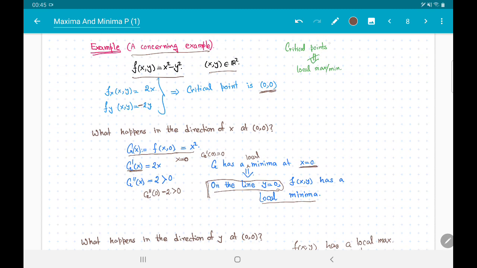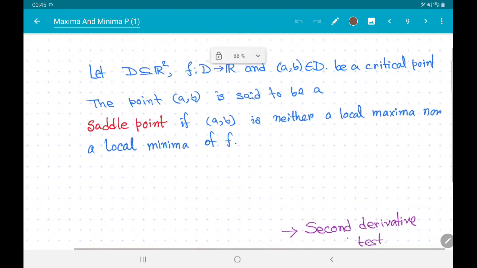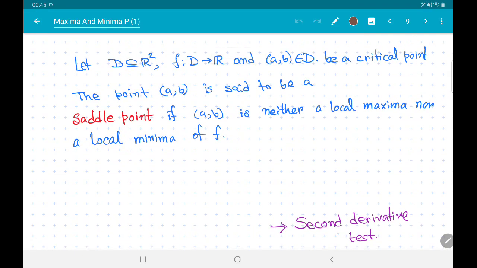Here you can see that even though the origin is a critical point where both the partial derivatives vanish, f does not have a local maxima or minima. Such a point, which is a critical point but does not have a local maxima or a local minima, is called a saddle point. So we have now introduced you to the notion of maxima, minima, critical points, saddle points, and many other things.